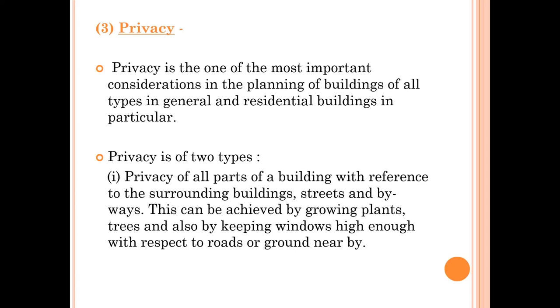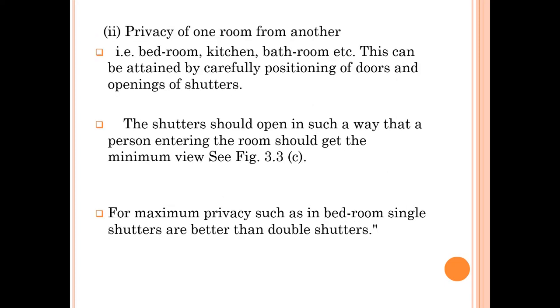First is privacy of all parts of the building with reference to the surrounding buildings, street and byways. This can be achieved by growing plants, trees and also by keeping windows high enough with respect to the roads or ground nearby. And second is privacy of one room from another, that is bedroom, kitchen, bathroom, etc. This can be attained by carefully positioning the doors and openings of shutters.